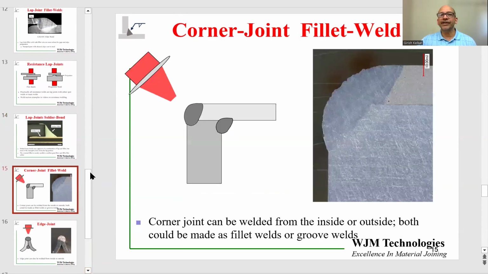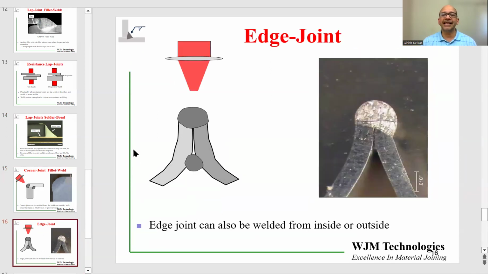The fourth type of joint is a corner joint. A corner joint, as shown schematically over here on the left, and I'm showing you a laser beam coming down over here. That's how this particular joint was made in the cross section on the right. And you can have a corner joint being welded from the outside or the inside. And again, here you can have fillet welds on both sides or groove welds on both sides or either side. So there are choices.